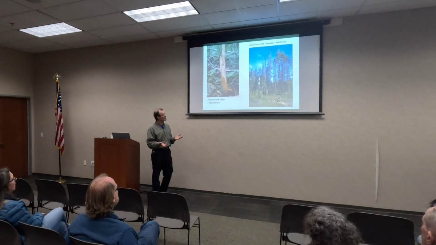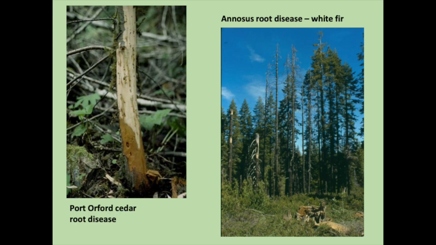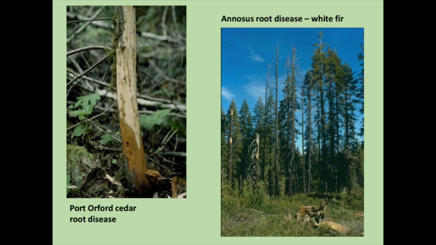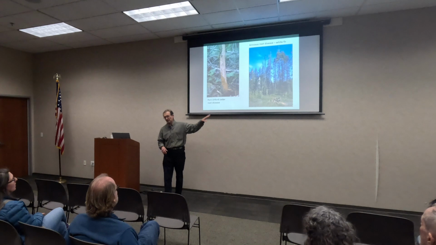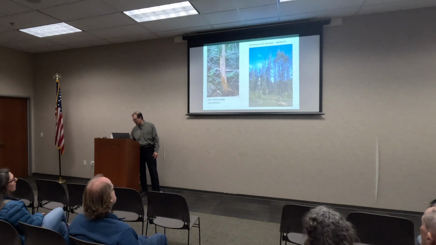Diseased trees, and these are a couple. This is actually a Port Orford cedar root disease, and right above it are bark beetle attacks. This is annosus root disease, a very common disease in our forest. And these are white firs with annosus. These are also susceptible to bark beetle attack because the disease weakens them ahead of the beetles.